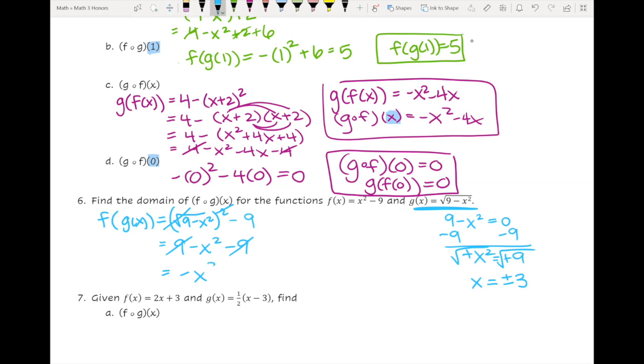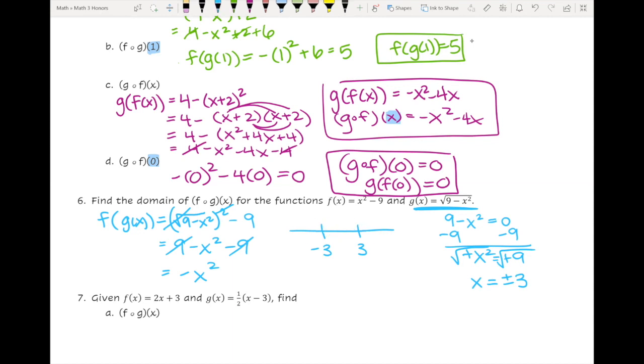So what happens a lot of times is people think, oh, all real numbers is the domain of negative x squared, which is true, but you have to keep in mind that domain has to do with what you are plugging into your function. We plugged in the entire g of x function, and the domain for that has to do with these guys. Let's look at our number line. I'm going to use -3 and +3 on the number line, and I'm going to test each of these sections.